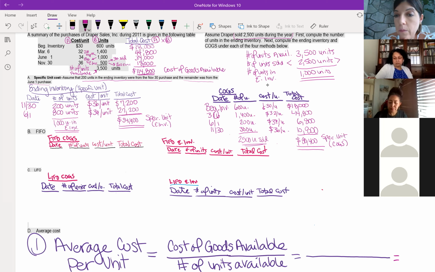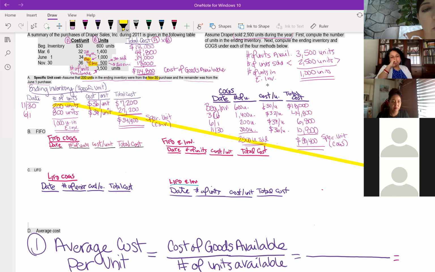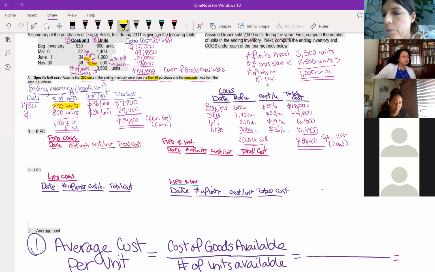Can you explain really quick how you got the 800 from the June 1st? Yeah. So for June 1st, they told us that 200 of the units in ending inventory were from November 30th. So we expensed that. I'm sorry, we included that in ending inventory. Got it. And then it says the remainder was from June 1st. Gotcha. Okay. So we backed into it. A lot of this chapter is going to be backing into information.